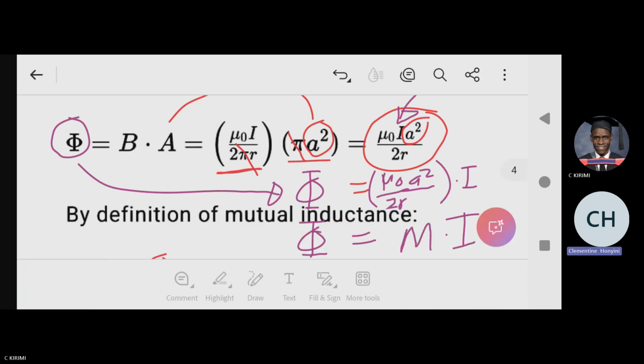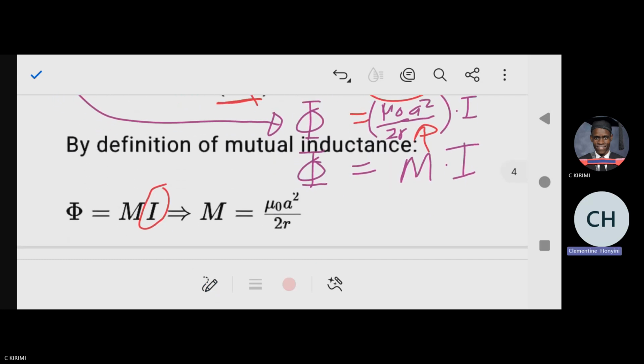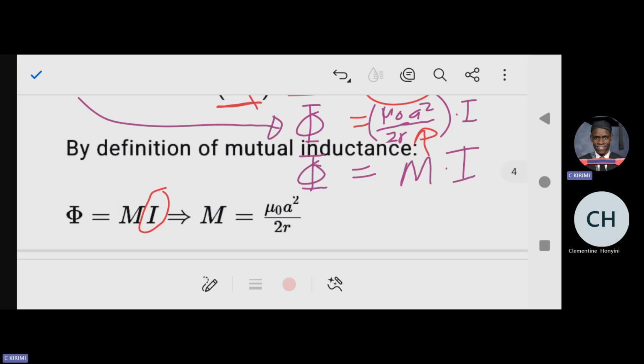It's just the flux over I. So this will be M. Okay. So that's what I was trying to show you, where this M is coming from. So M is coming from there, with the I. Okay. So that is the mutual.